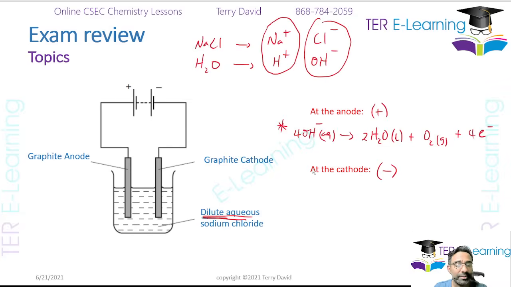So I see some students telling me, well, sodium should be discharged. That's not true, right? So again, you're going to put 2H⁺(aq) plus 2 electrons produces H₂ gas, right? That's what's going to happen here. So this is what I'm getting at my cathode.